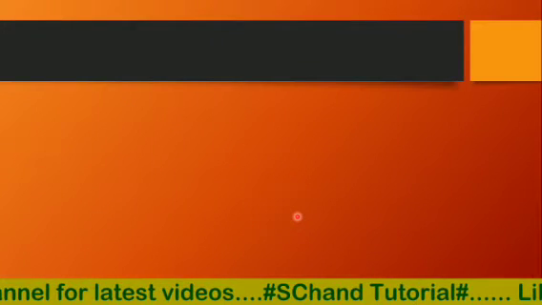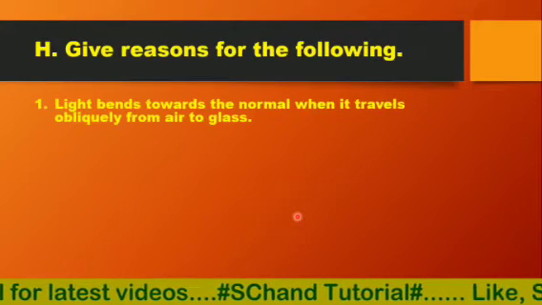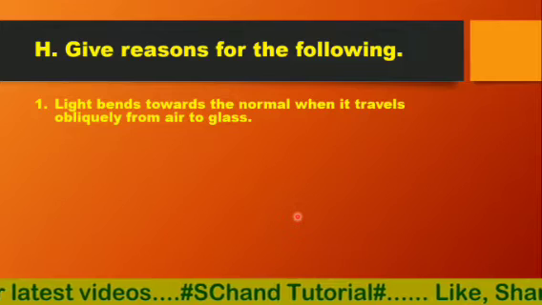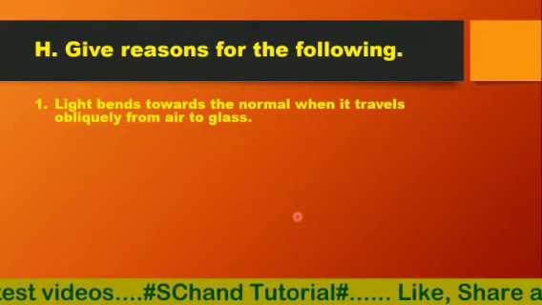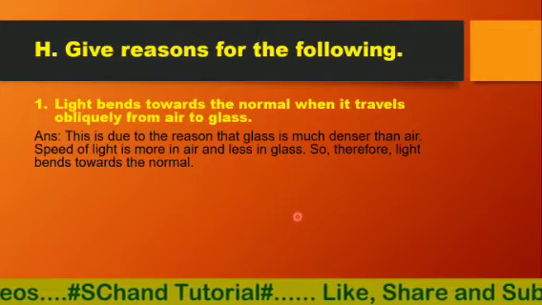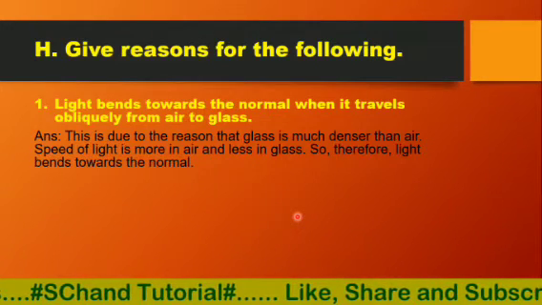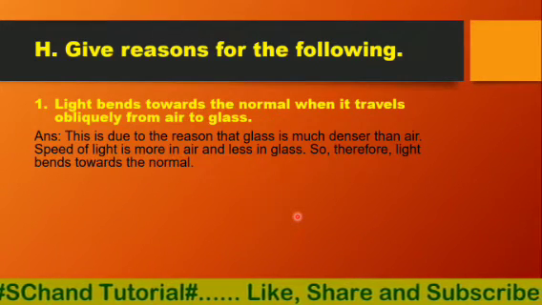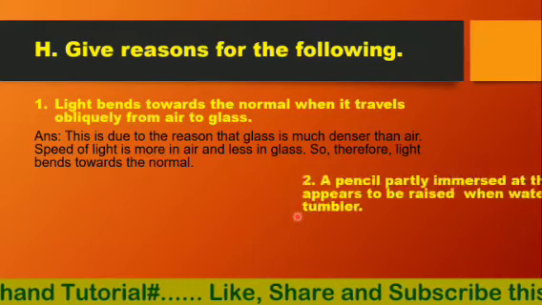Next we have give reasons for the following. Very first, light bends towards the normal when it travels obliquely from air to glass. This is the reason: glass is much denser than air. The speed of light is more in air than in glass, so therefore light bends towards the normal.